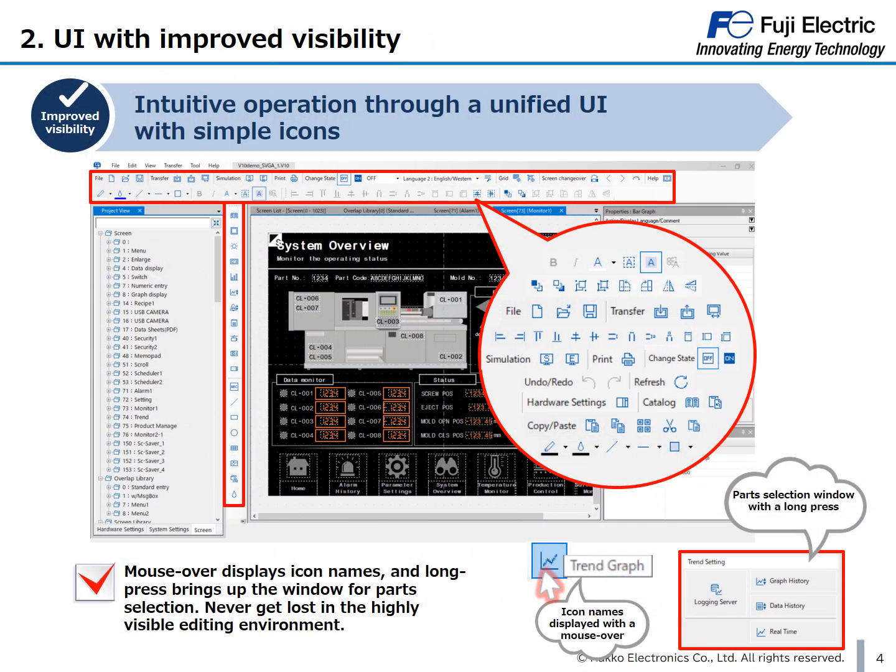To improve visibility, which is the first feature, we first improve the user interface. The conventional ribbon menu has been replaced with simple and unified minimalist design icons for intuitive operation. In addition, the icon name is displayed when the mouse is hovered over the icon, and the corresponding detailed part can be selected by long pressing the icon. These new user interfaces provide intuitive operation without hesitation.